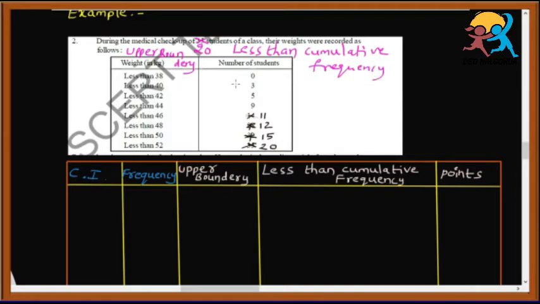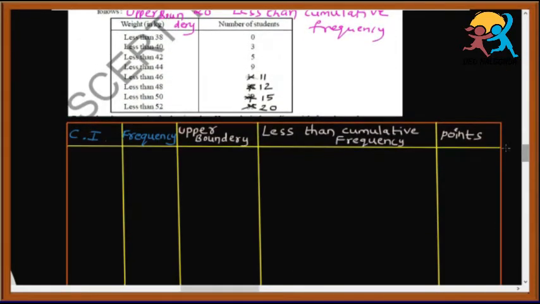With the help of these two, we have to write the class intervals and frequencies. Actually, for these two there is no need to write the upper boundary and less than cumulative frequency, because if you want to write the points here, then the points will become 38, 0; 40, 3; 42, 5; 44, 9; 46, 11. So, we will write the class intervals first. Just observe, the difference between the boundaries is 2, so we can say that the length of the class interval is 2.